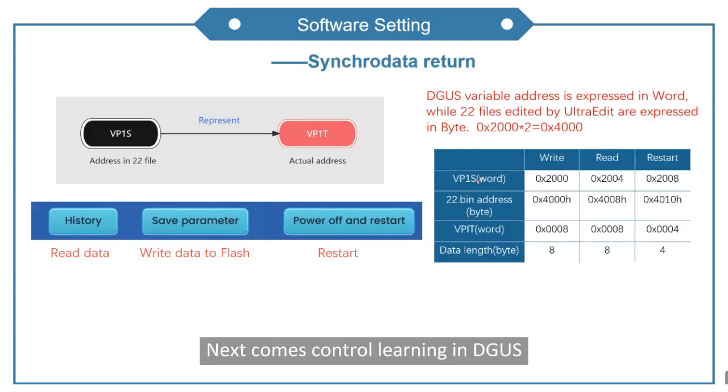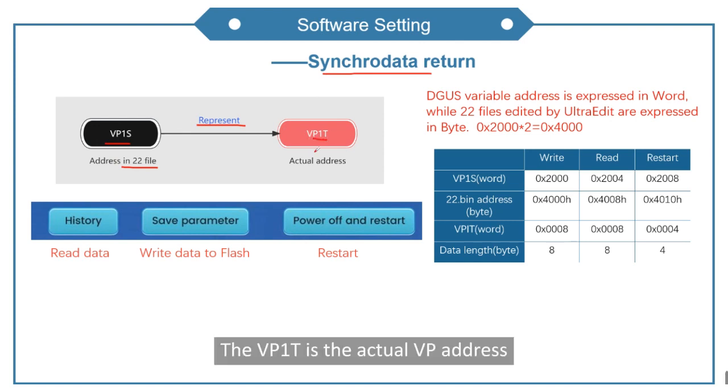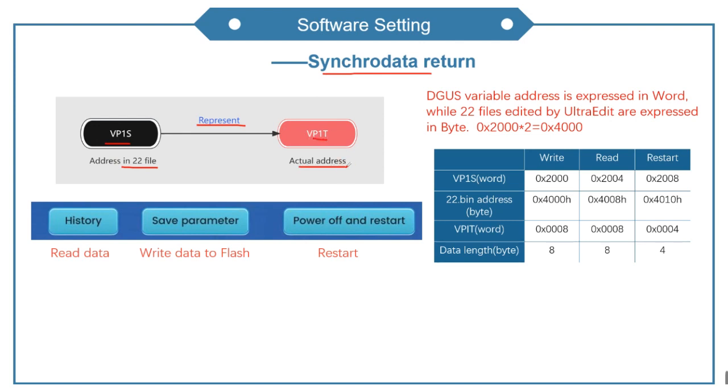Next comes control learning in DWIN, starting with the synchronous data return control. We need to use 2 VP addresses. VPAS is the address written to the 22 file, which is equivalent to a pointer to represent the VP1T address. The VP1T is the actual VP address.